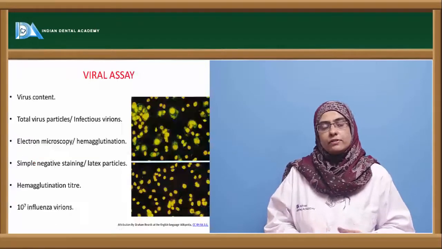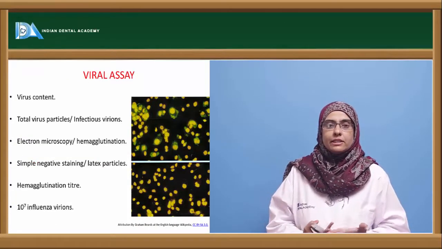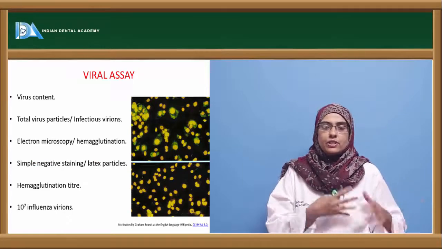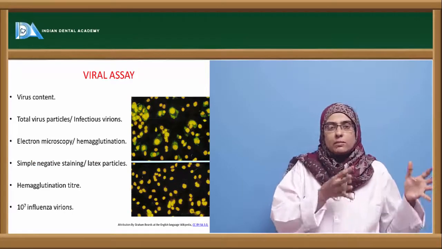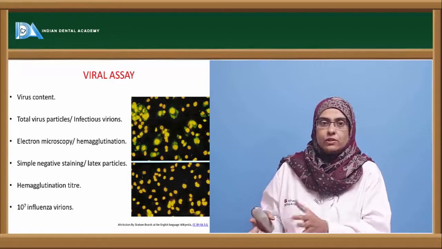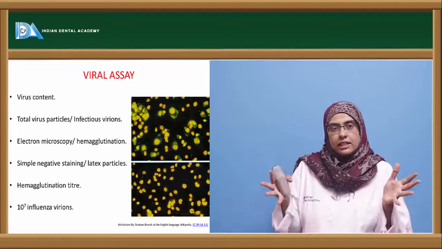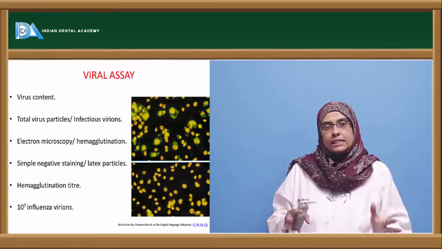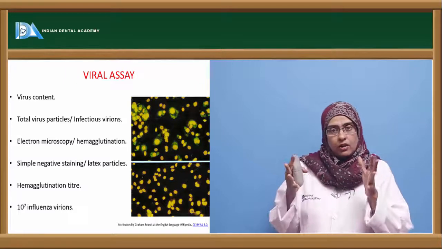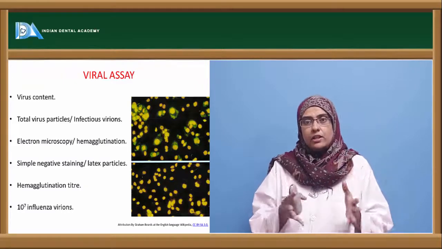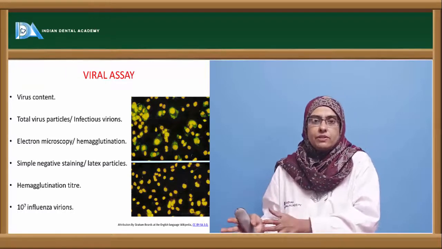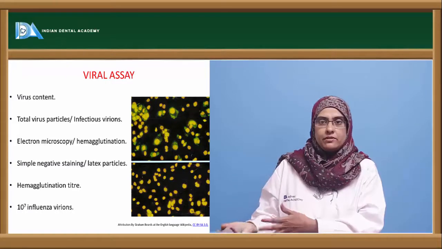Next is the assay of the virus. How do you assay the viruses? You can go for the total content of the virus, whether they are infectious or not; you just have to know whether the presence of virus is there or not. Next is to identify the infectious virions. So there are two types of assays that can be carried out to count the number of viruses: the total content of the virus, that is, the total viral particles, or the infectious virions, whether infectious virions are there and how many infectious virions are there.